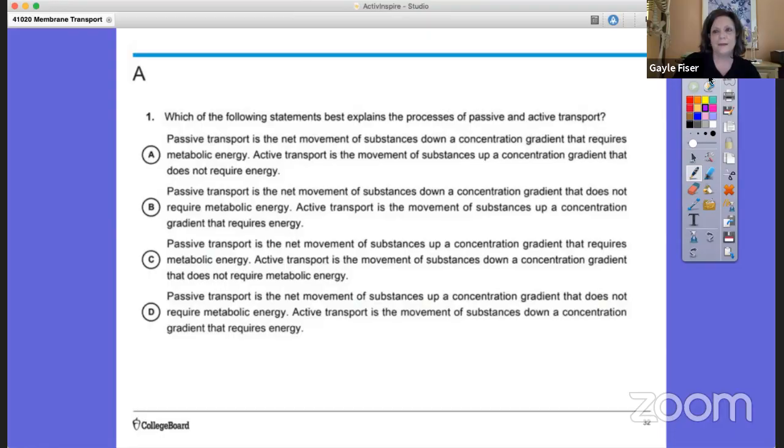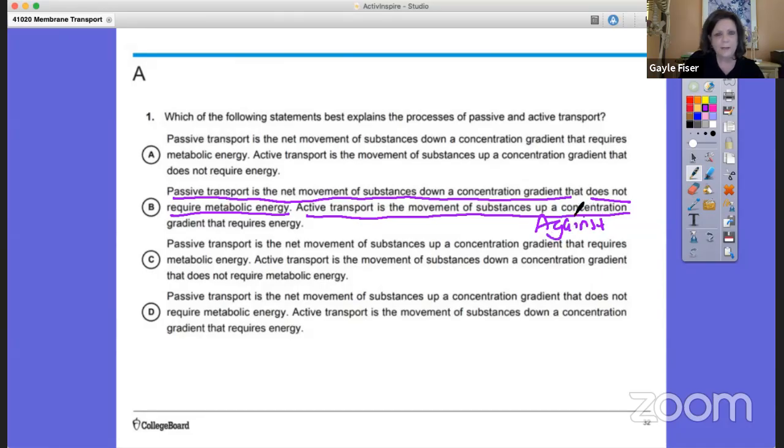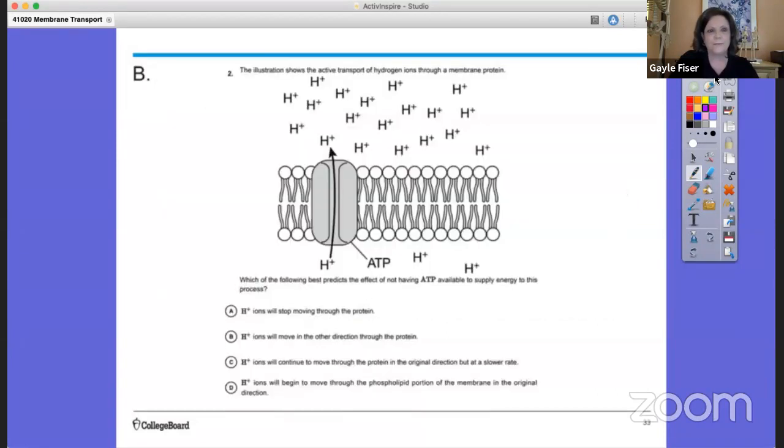Okay. And B, let's look at B. Passive transport is the net movement down a concentration gradient, right? And does not require energy. Yes. Active transport, movement of substance up a concentration... What do I want you to say? Against, okay? Gradient that requires energy. All right. And this is the last one. Just kidding on the other.